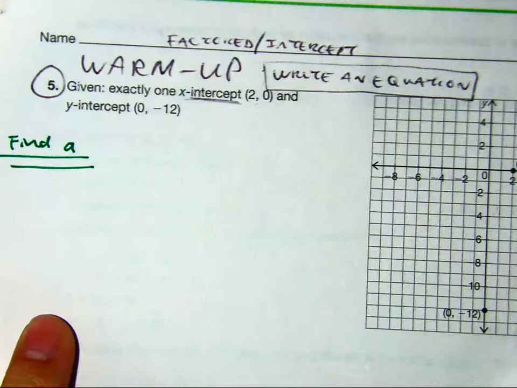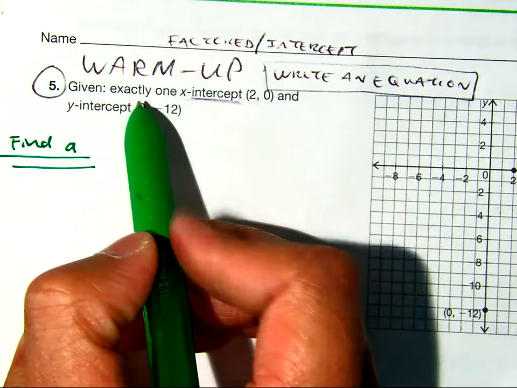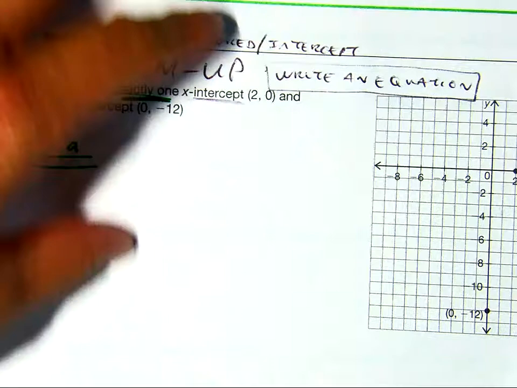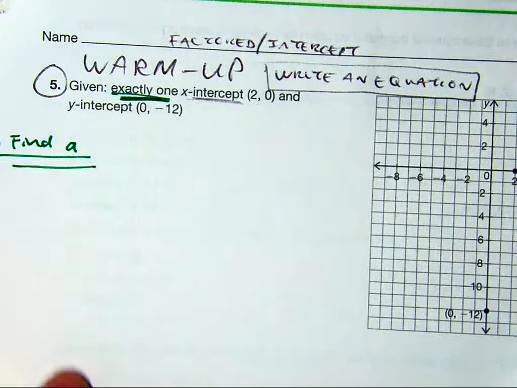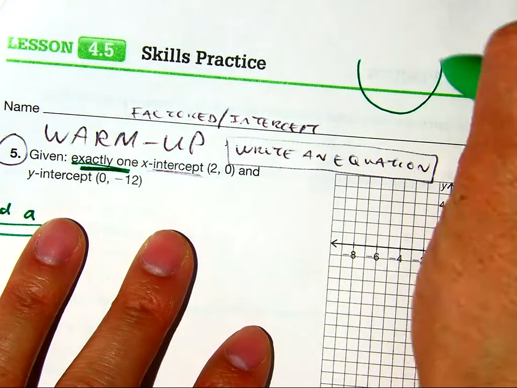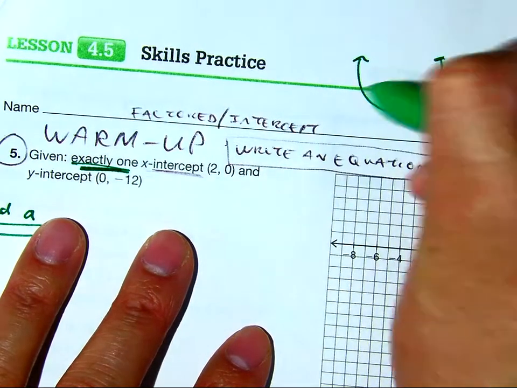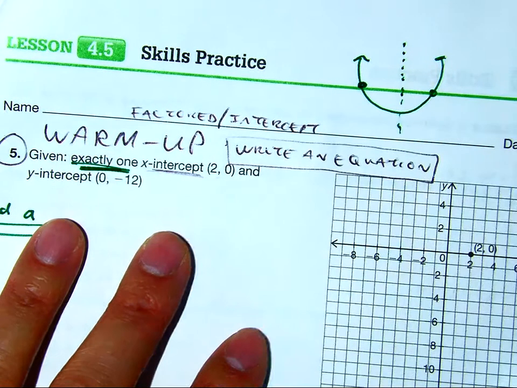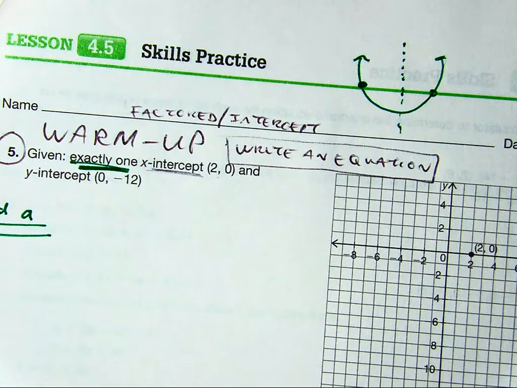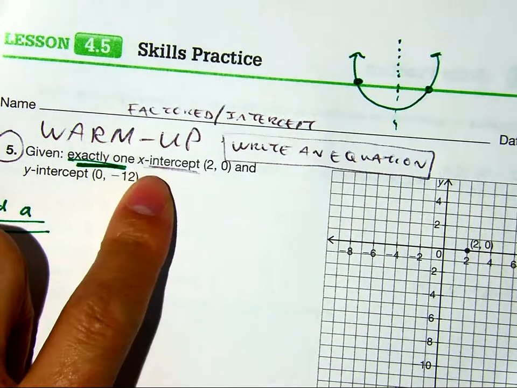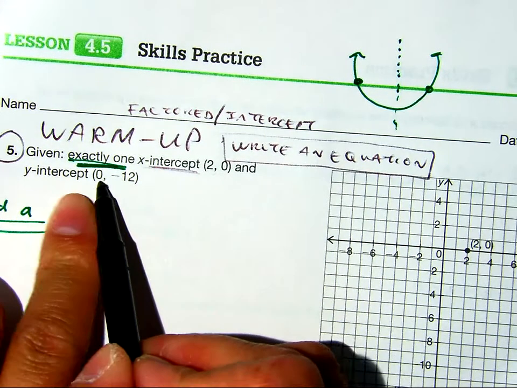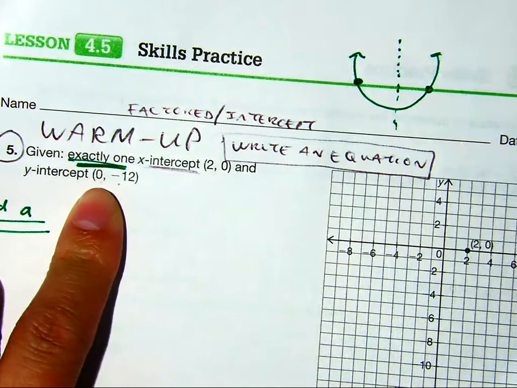Alright, here's a clue. Given exactly one intercept. Normally, in a problem, you might actually have two. So let me give you a quick visual. Let's just say I have an equation here, and then here's your two x-intercepts, and they are equidistant from the axis of symmetry. But in this problem, it tells you it's exactly one x-intercept, and it's at (2, 0), and a y-intercept of (0, -12).